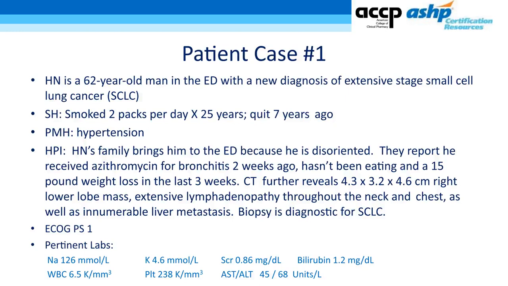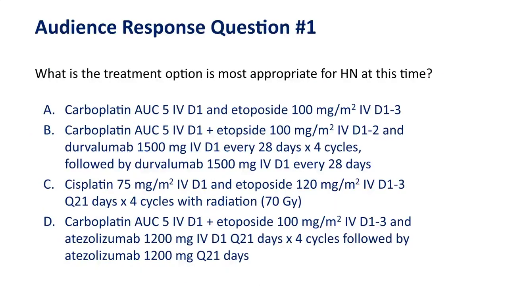A CT further reveals a large mass in the right lower lobe with extensive lymphadenopathy throughout the neck and chest, as well as innumerable liver mets. A biopsy is performed and results show small cell lung cancer. He has a performance status of 1, and pertinent labs are provided, most notably a sodium of 126, as well as important factors such as serum creatinine of 0.86 and normal AST and ALT. What treatment option is most appropriate for HN at this time?